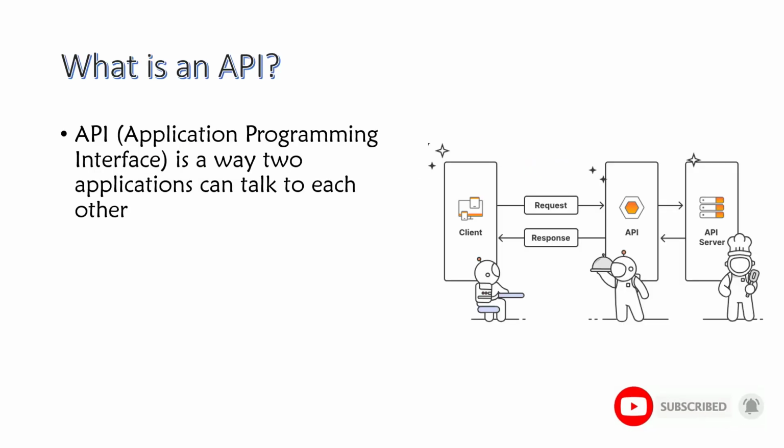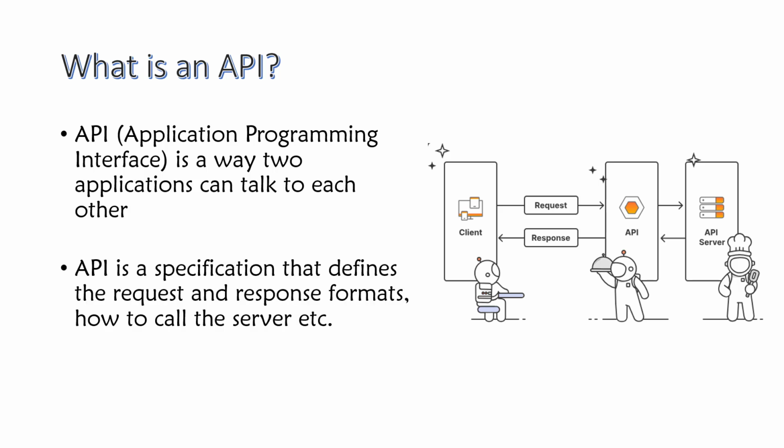Alright, what's an API? An API is a way two applications can talk to each other. Just like two people can talk to each other with a language, an API is something like a set of rules. Using those rules, two applications can talk to each other. So formally, you can say that an API is a specification that defines the request and response formats on how a client can call a server.